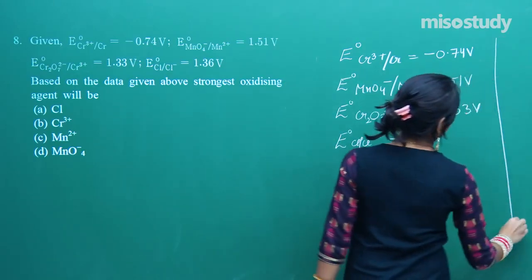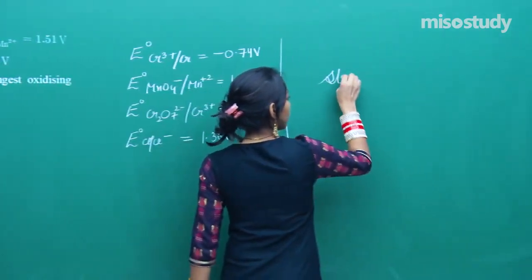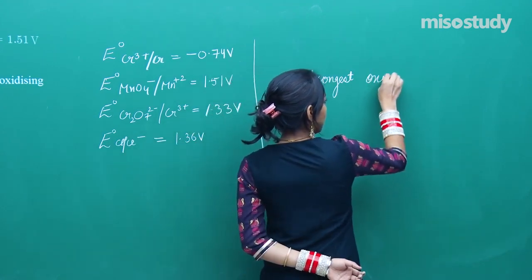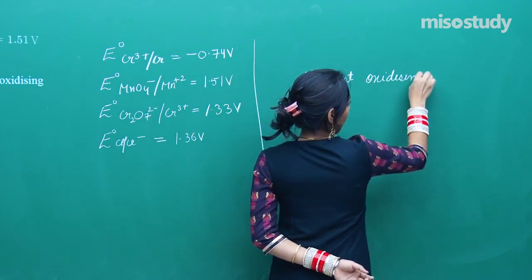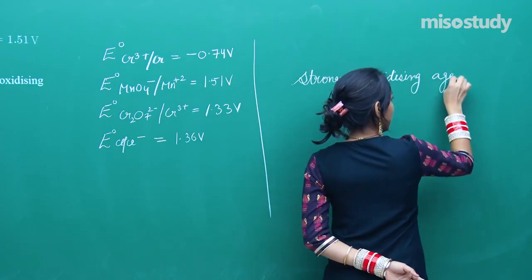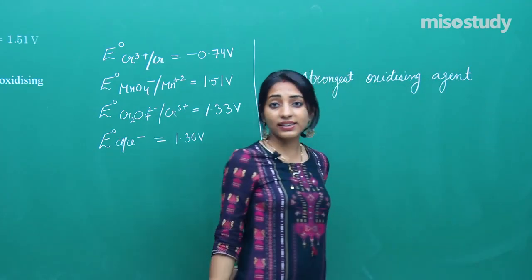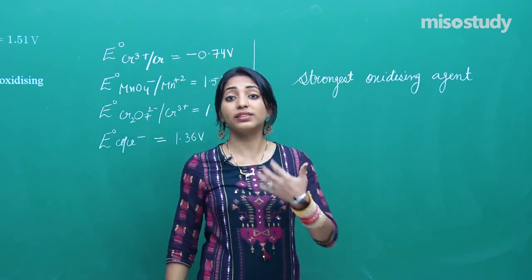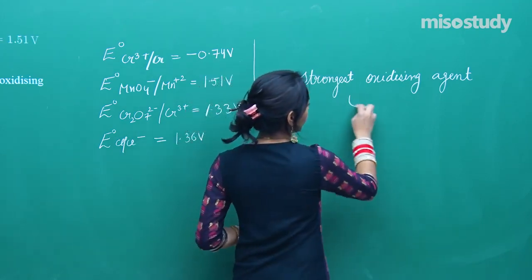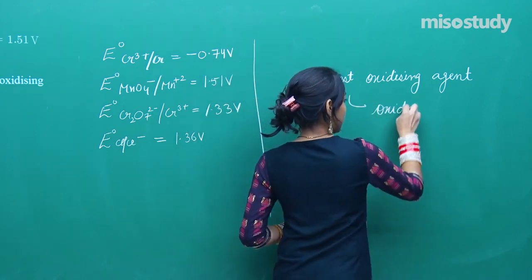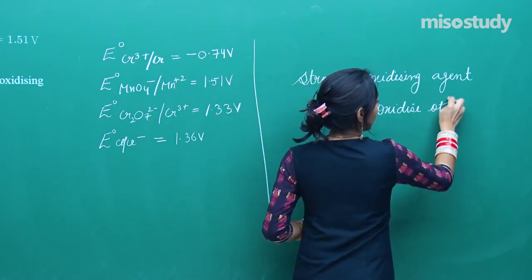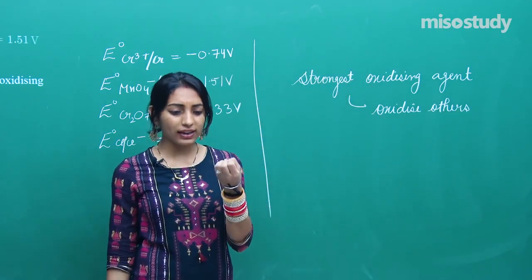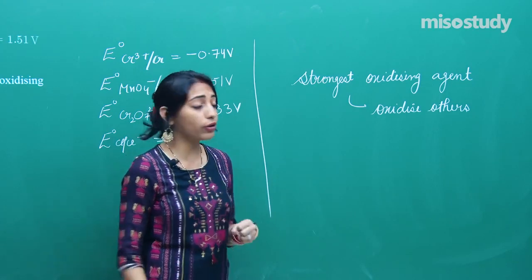Let me now explain. So you need to find out the strongest oxidizing agent. What is an oxidizing agent? Oxidizing agent means the one which will be responsible for oxidizing others. So it wants to oxidize others. And who would like to oxidize others? The compound which will want to undergo reduction.